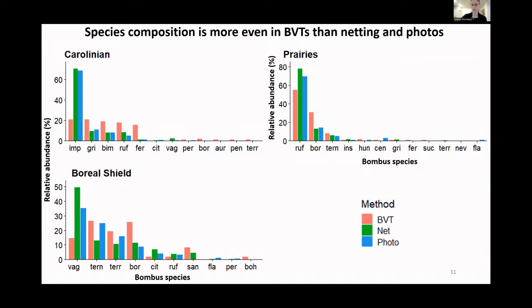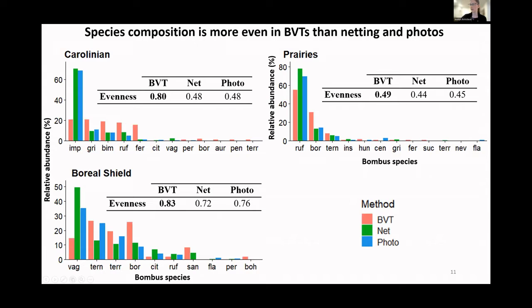Now, one of the reasons for this significant difference is the blue vein traps consistently collected a much lower proportion of the most common species in each region. And overall, this resulted in a more even distribution, which can be seen particularly here in the Carolinian zone. And calculating Pielou's evenness, we do see that blue vein traps consistently had the highest evenness.